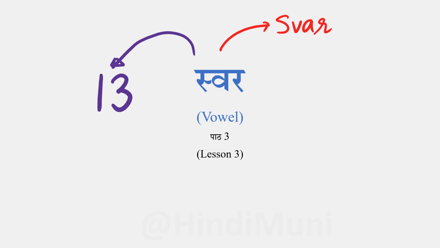Today we will start with the third lesson, and in this lesson we will be going over the next four vowels. In the last lesson we had learned that there are 13 vowels in total. So without further ado, let's start.